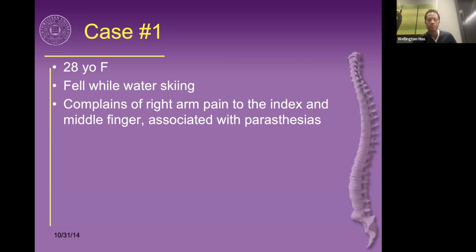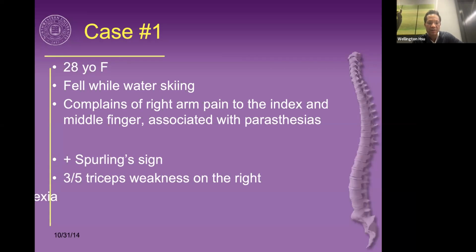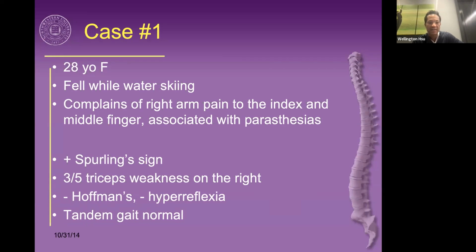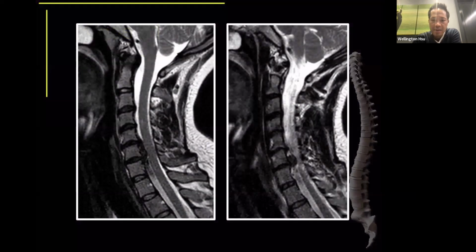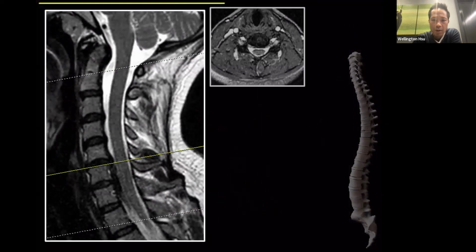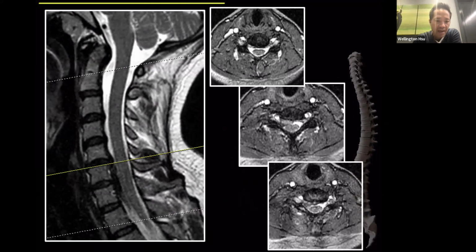Okay, so let's move to a case here. This is a real life example, a 28-year-old female who fell while water skiing and complained of right-sided arm pain that radiated into the index and middle finger associated with paresthesias. And this is her exam. She's got a Sperling sign. She's got acute weakness that is more than your typical 4 out of 5 weakness. And she has this MRI that shows a quite large disc herniation at C6-7.